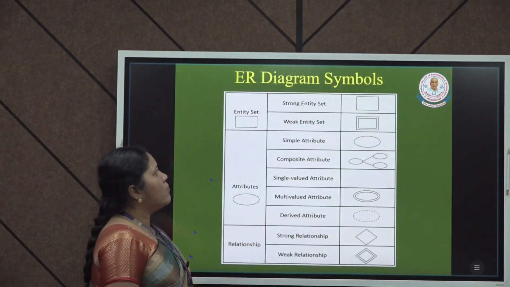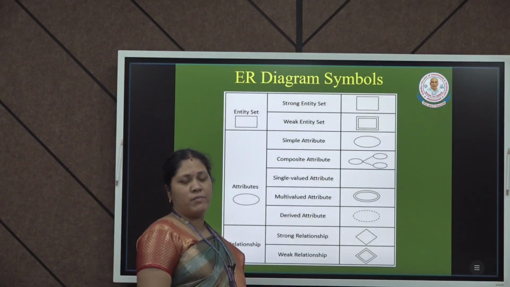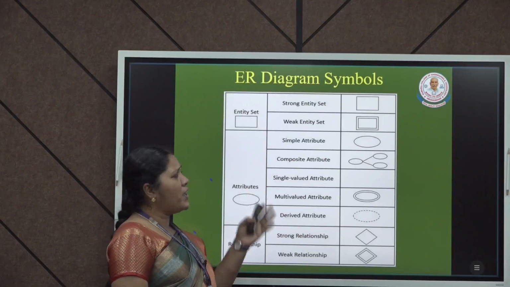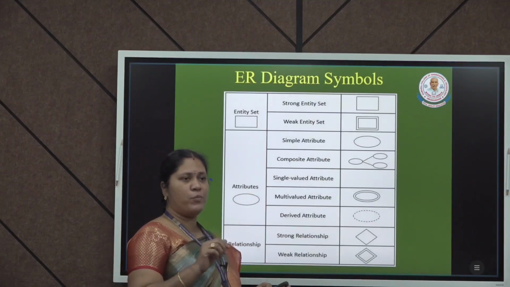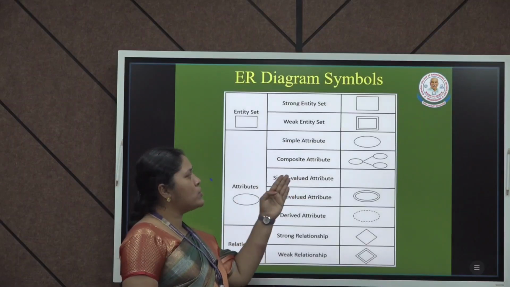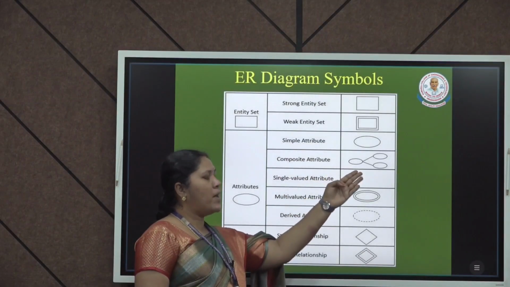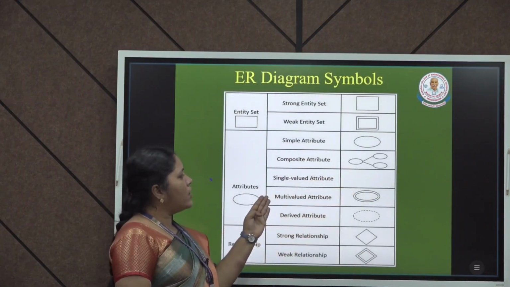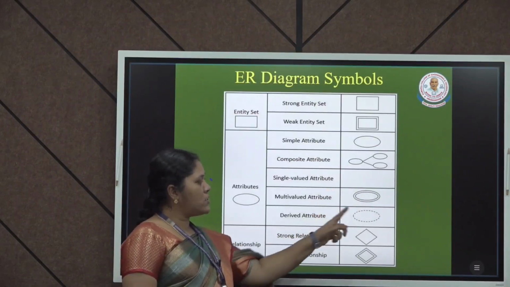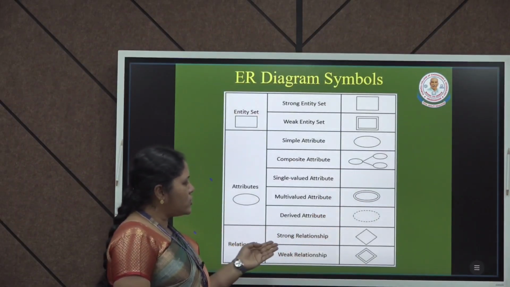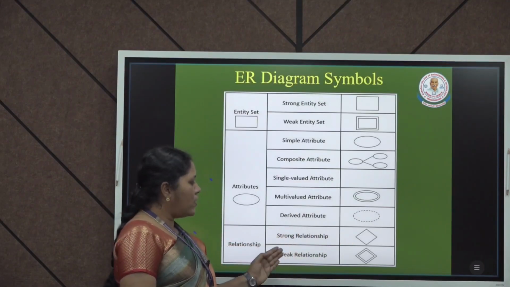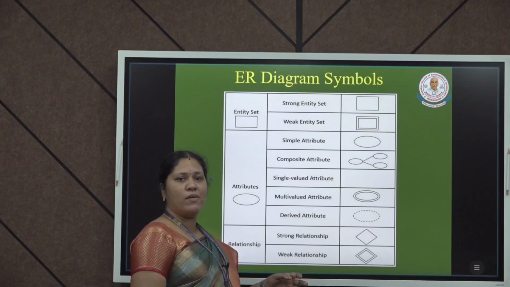So next, ER diagram, strong entity set. If we represent an entity with a single rectangle, that is called a strong entity set. A weak entity set is represented by a double rectangle. For the simple attribute we use an ellipse, and for composite attributes we use an ellipse combined with more than one ellipse. For a multi-valued attribute we use double ellipses, and for a derived attribute dashed ellipses. A strong relationship is represented by a diamond symbol, and a weak relationship is represented by a double diamond symbol.